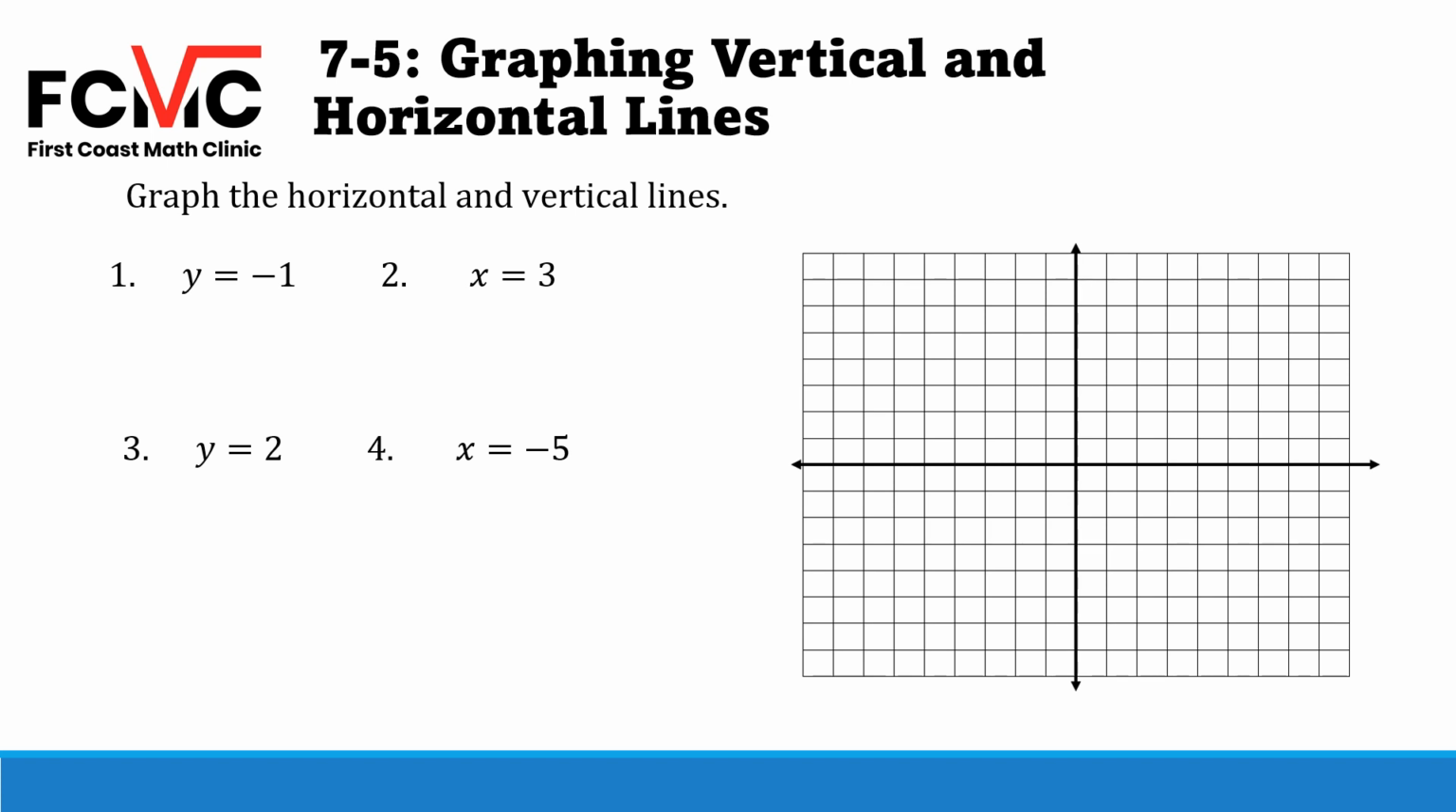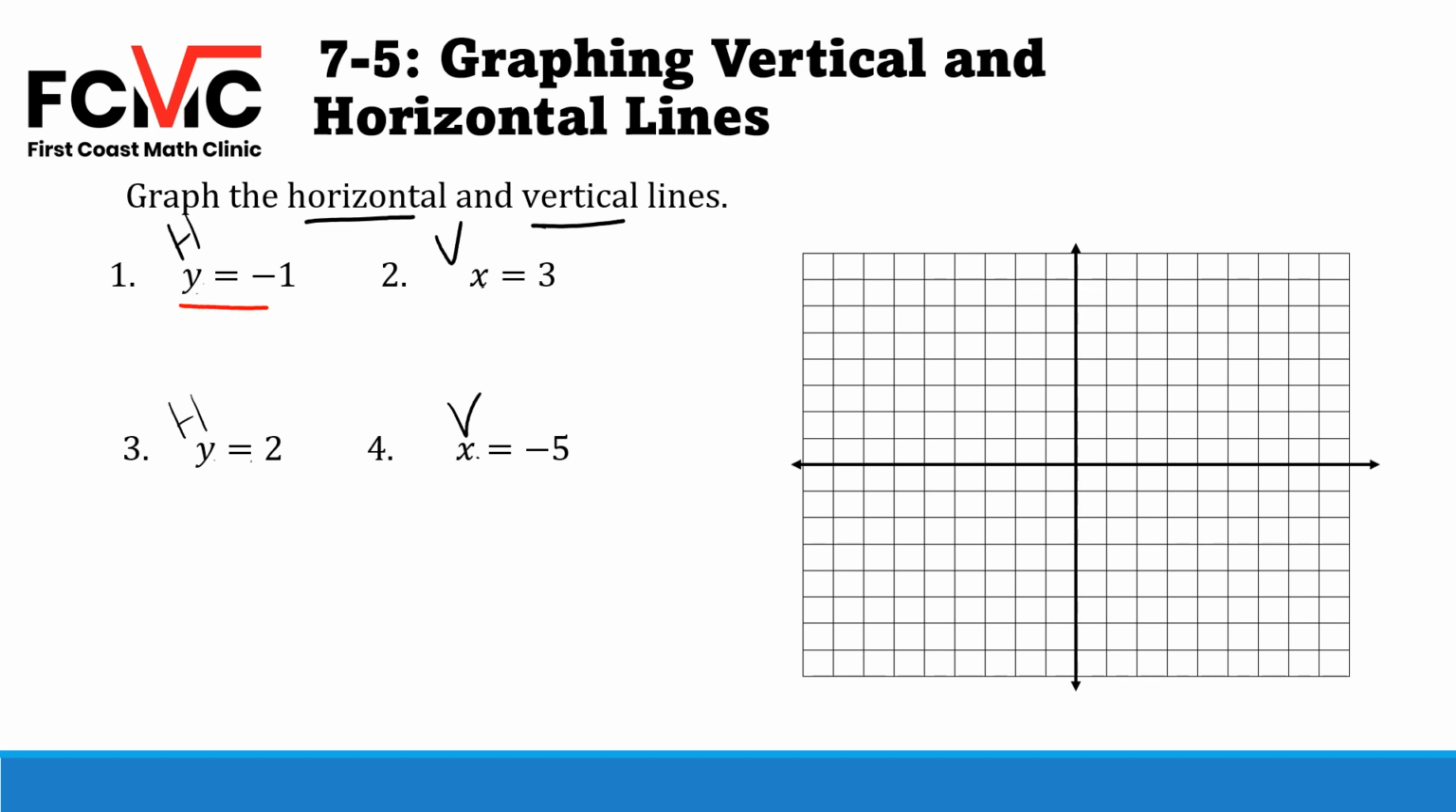All right, so we've got 4 examples here. Before we do these, let's just go through and put a V next to the ones that are going to be vertical and an H next to the ones that are going to be horizontal. So we know that y equals a number should give us horizontal lines, right? So we're going to get a horizontal line for y equals -1 and y equals 2. And we're going to get a vertical line for x equals 3 and x equals -5, right? So let's graph these.